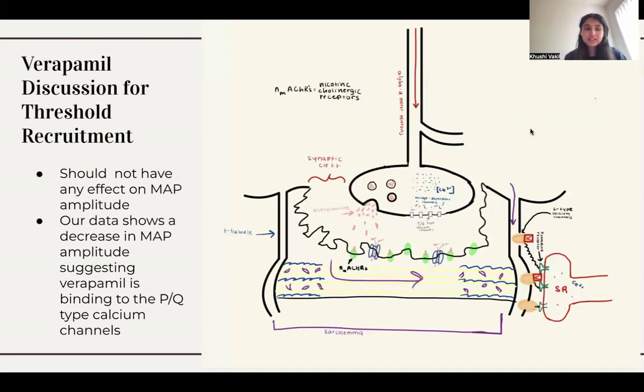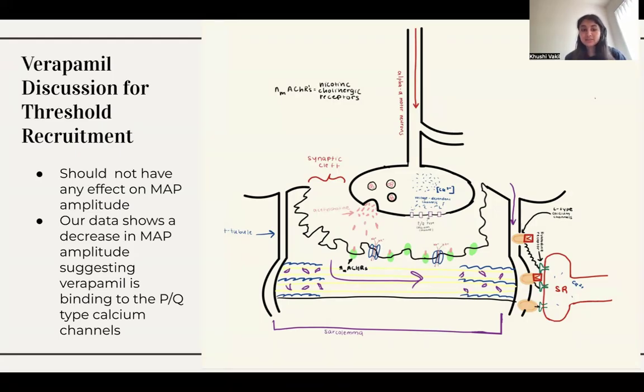So verapamil is a drug that blocks the channel which comes later on and plays a role in generating the actual contraction. The MAP will spread across the sarcolemma and reach the T-tubules. When the action potential reaches the T-tubules, this causes the L-type calcium channels to open. However, verapamil blocks these L-type calcium channels, so no calcium influx will occur.